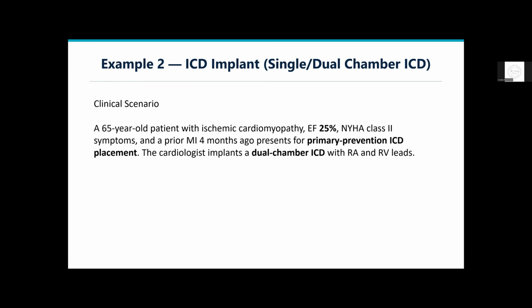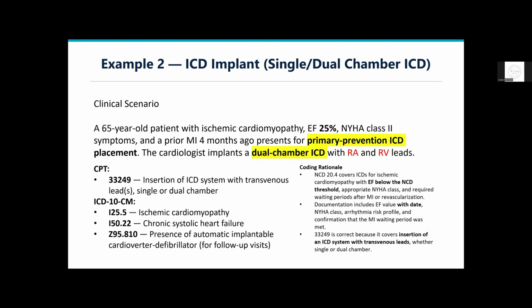Our next example, a 65-year-old patient with ischemic cardiomyopathy, EF of 25%, NYHA class 2 symptoms, and a prior MI 4 months ago presents for primary prevention ICD placement. The cardiologist implants a dual chamber ICD with RA and RV leads. So again, we have our primary prevention ICD. We have our dual chamber ICD with RA and RV leads.